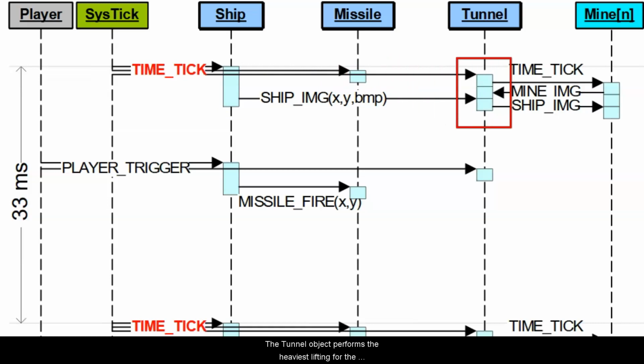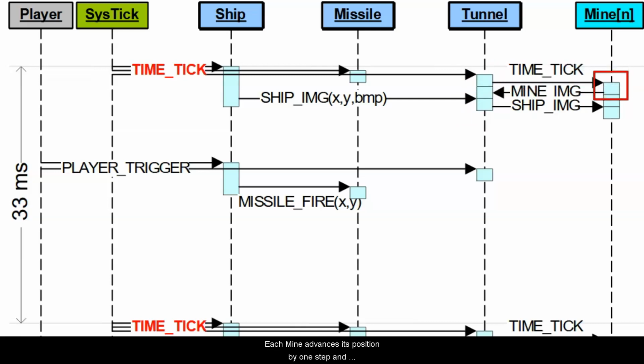The tunnel object performs the heaviest lifting for the time tick event. First, tunnel redraws the entire display from the current frame buffer. This action, performed 30 times per second, provides the illusion of animation of the display. Next, the tunnel clears the frame buffer and starts filling it up again for the next time frame. The tunnel advances the tunnel walls by one step and copies the walls to the frame buffer. The tunnel also dispatches the time tick event to all its mine state machine components.